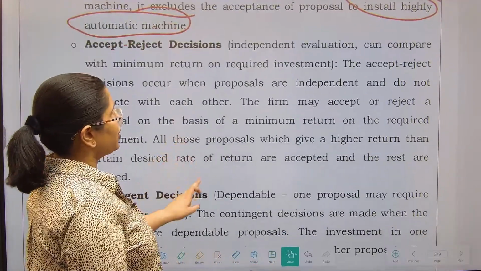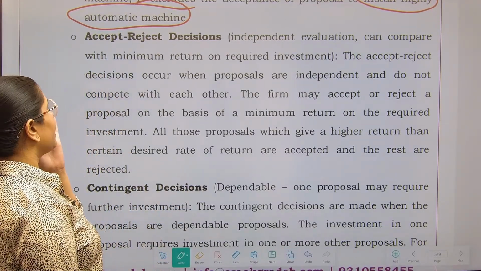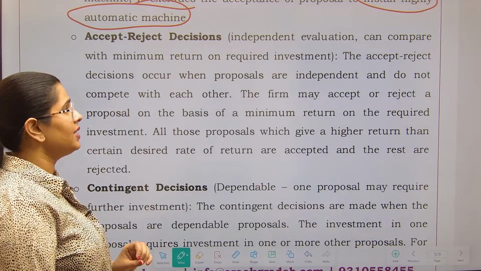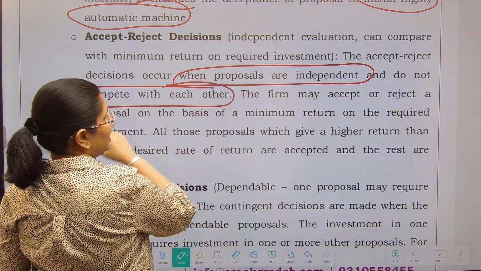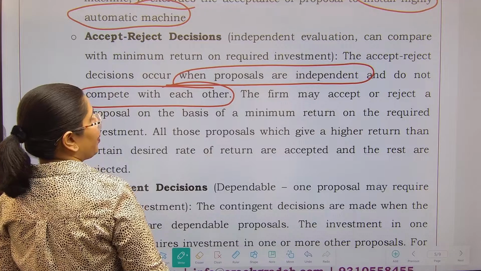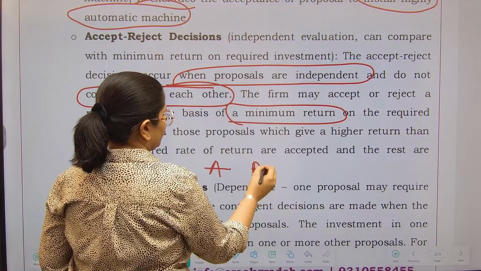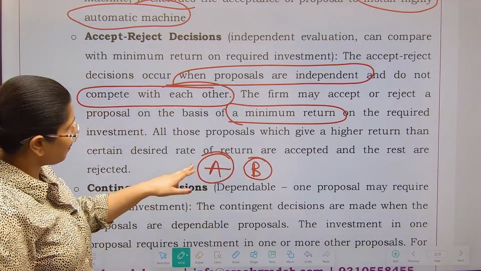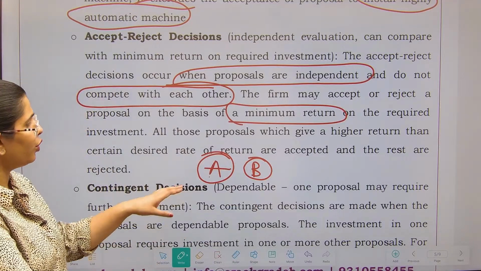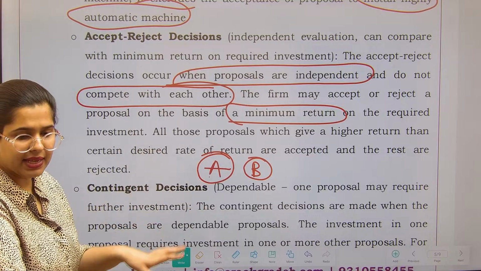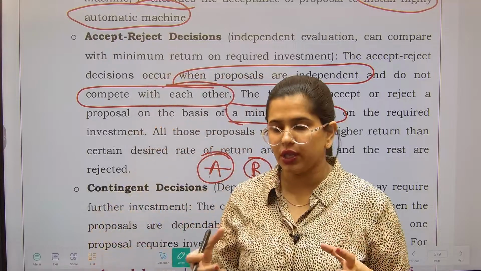Next we have accept-reject decisions. Independent evaluation can be compared with the minimum return required on investments. Accept-reject decisions occur when proposals are independent and do not compete with each other. The firm may accept or reject a proposal on the basis of minimum return. That means I can make the investment in both items, and I will not compare item A with item B. No, I will not do the comparison. What I am going to do is see the features of item A, and on that basis accept or reject it. So over here there is no comparison being drawn onto the alternative proposals.